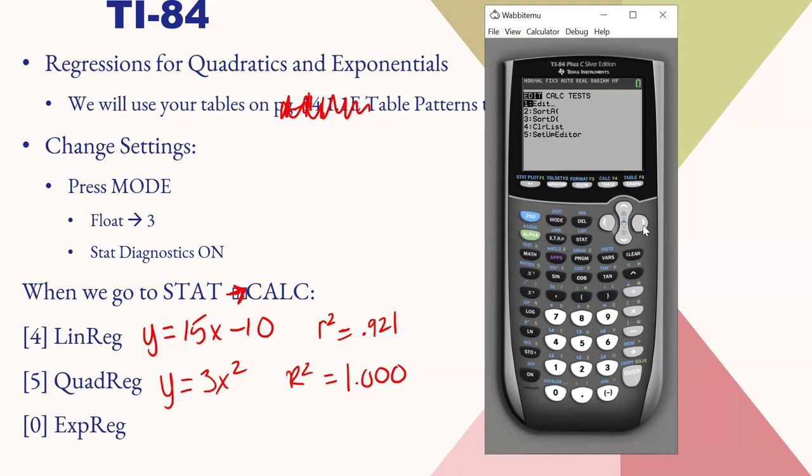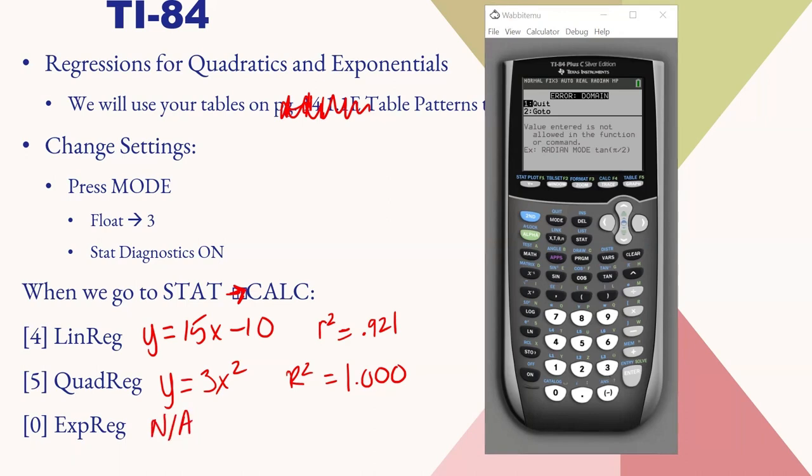All right, now we're going to do exponential. So I'm going to go to stat, calc. I'm going to press 0 for exponential. And what does it tell you? Error. That means it's not even possible. There's no way that exponential can fit this model. So we're going to just put NA for not applicable.